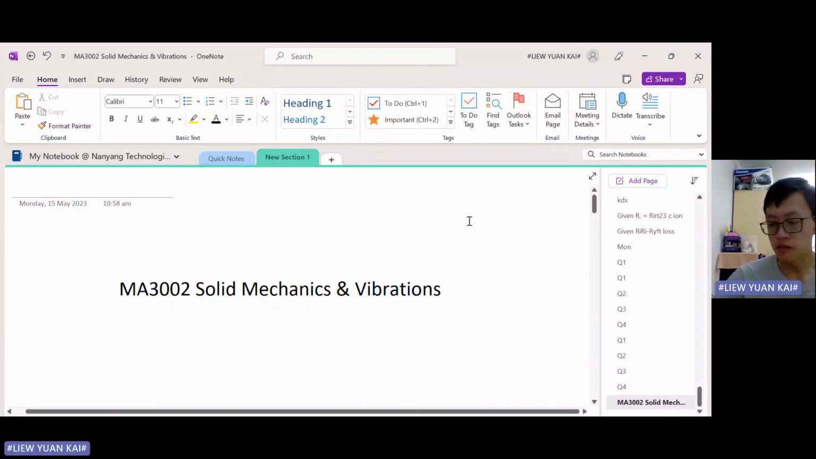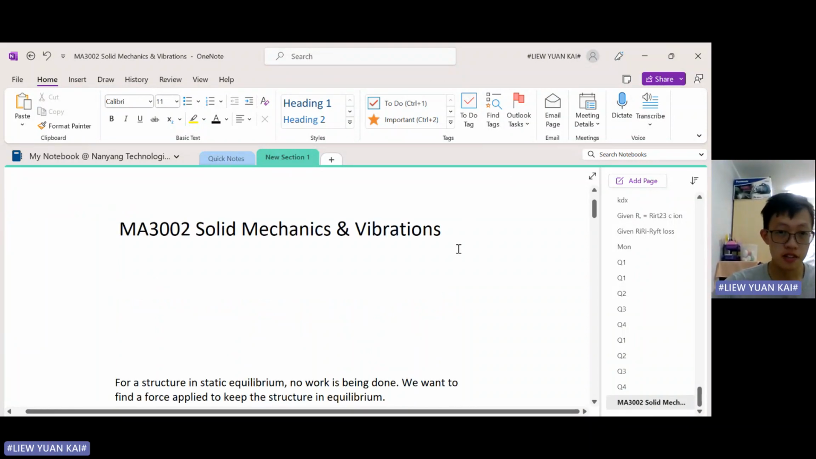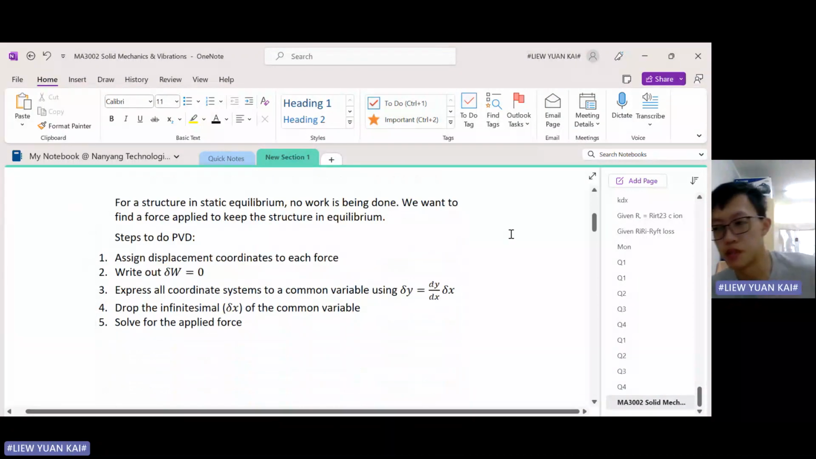Okay, welcome to MA3002, Solid Mechanics and Vibrations. Let's get started. This is tutorial 1. I'll be going through principles of virtual displacement. So, what is principles of virtual displacement, or otherwise known as PVD?